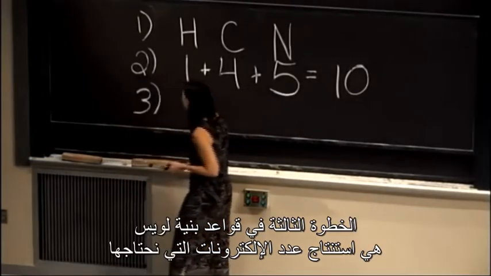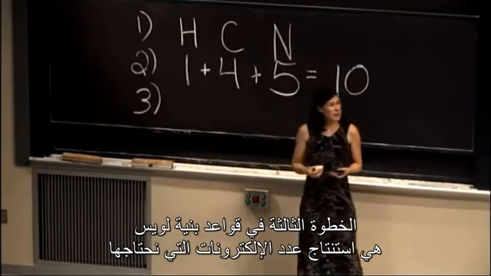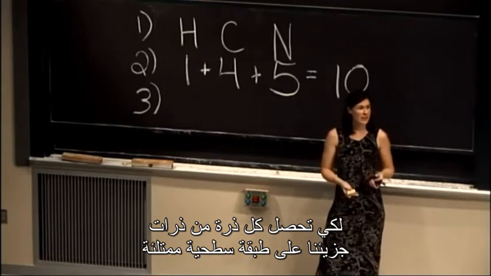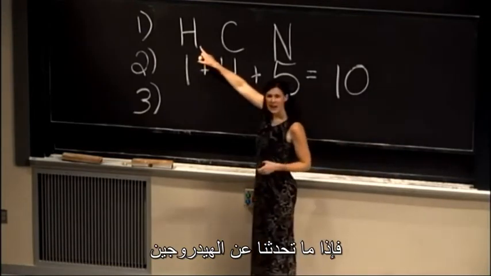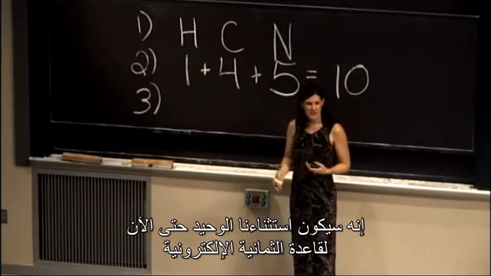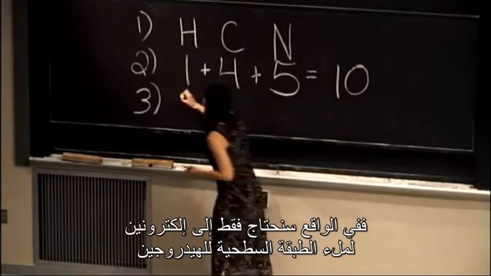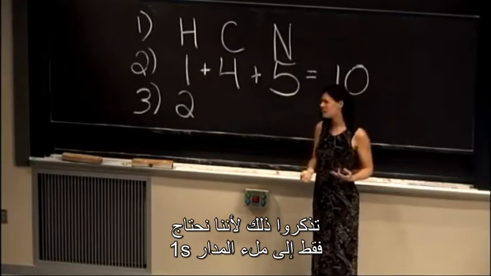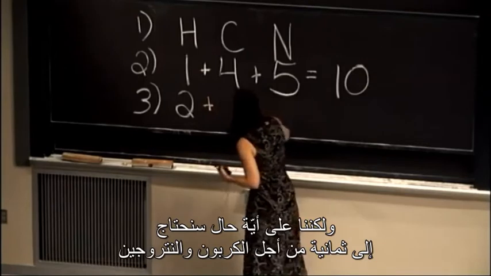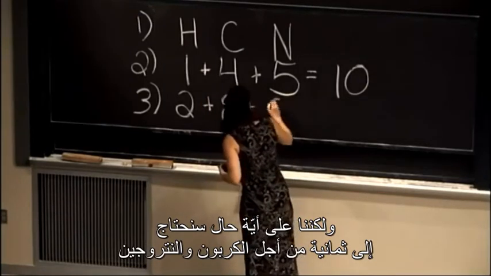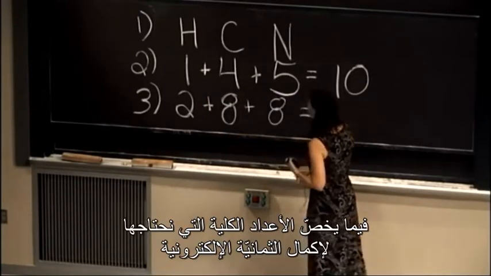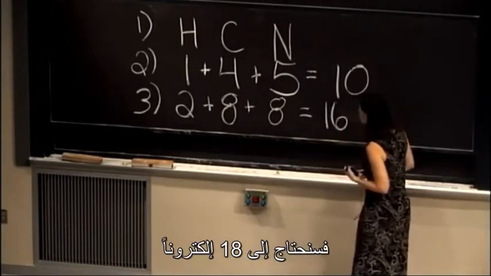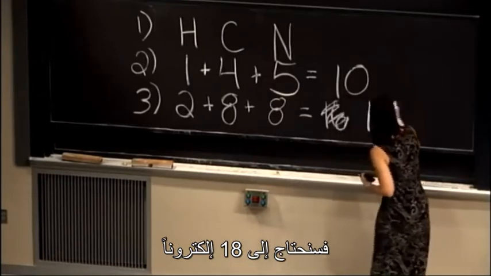Step 3 in our Lewis structure rules is to figure out how many electrons we would need in order for every single atom in our molecule to have a full valence shell. Hydrogen is our one exception so far to the octet rule, so we only need 2 electrons to fill up its valence shell. Remember, that's because all we need to fill is the 1s. However, for carbon and nitrogen, we need 8 each. So in total, to complete our octets and fill our valence shells, we would need 16. No, we wouldn't. We would need 18 electrons.